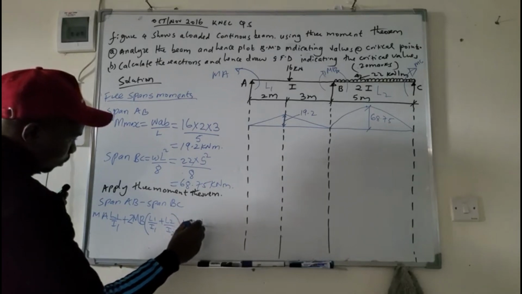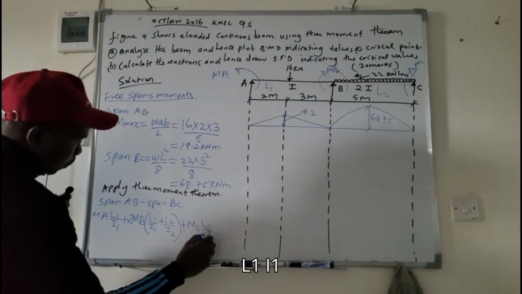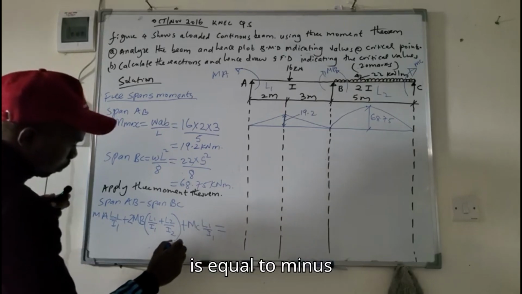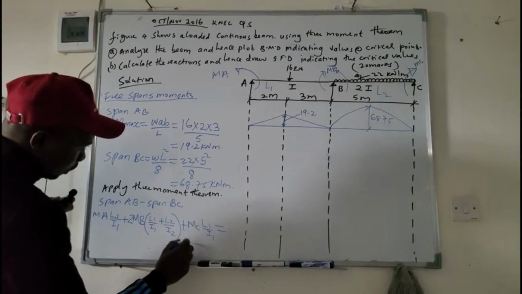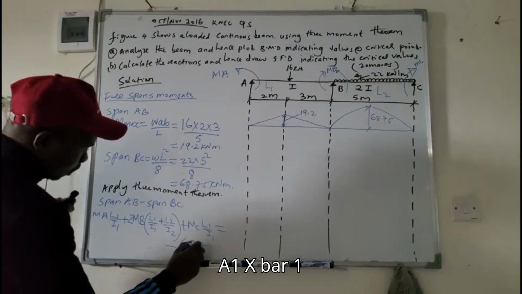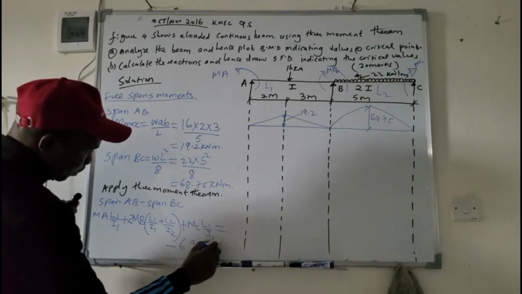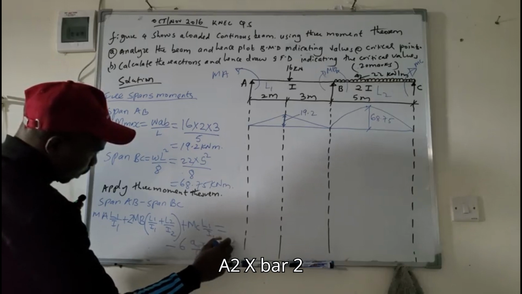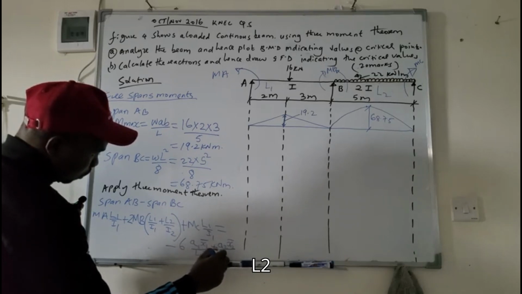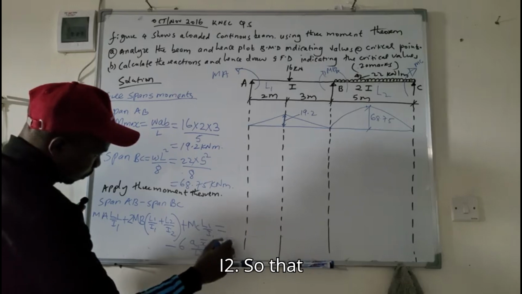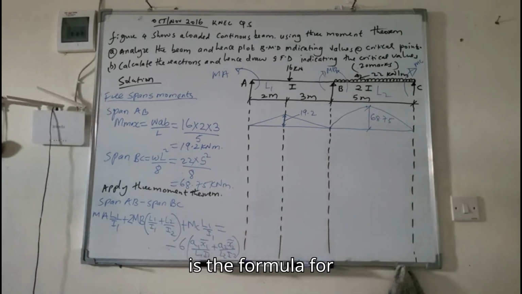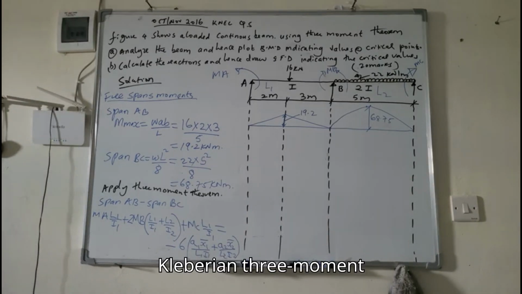MC L2 over I2 is equal to minus 6 A1 X bar 1 over L1 I1 plus A2 X bar 2 over L2 I2. So that is the formula for Clapeyron three-moment theorem, when EI is not constant.